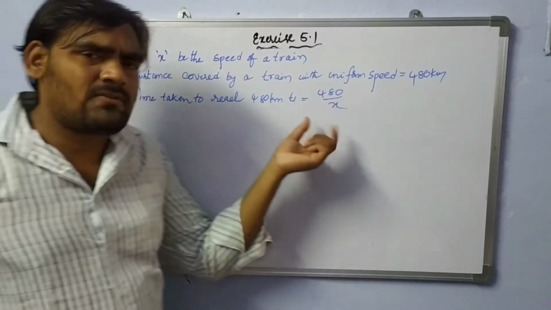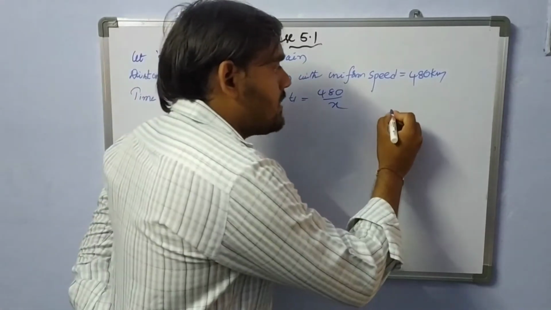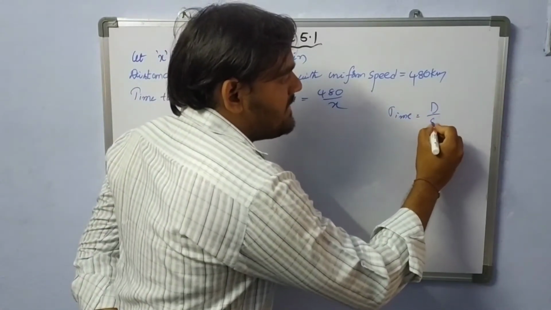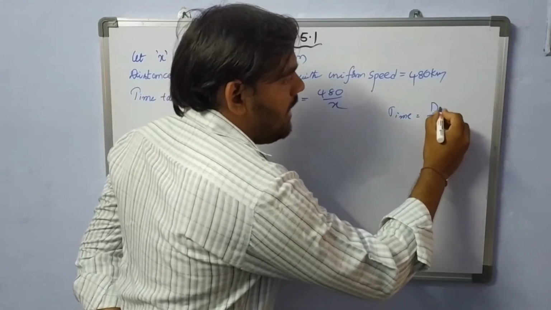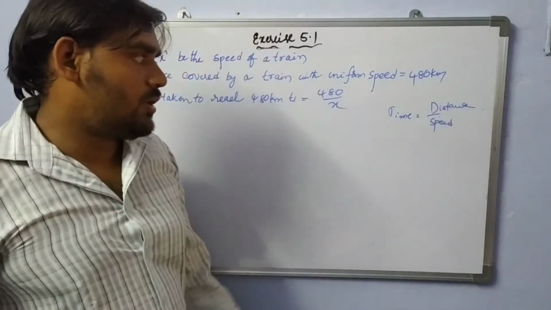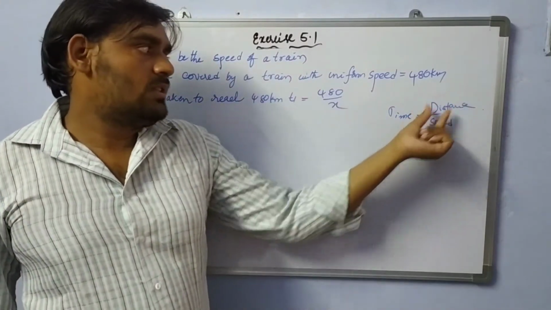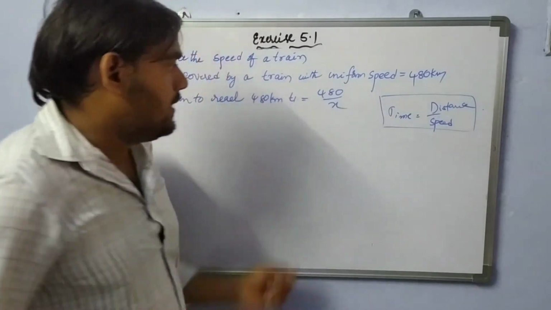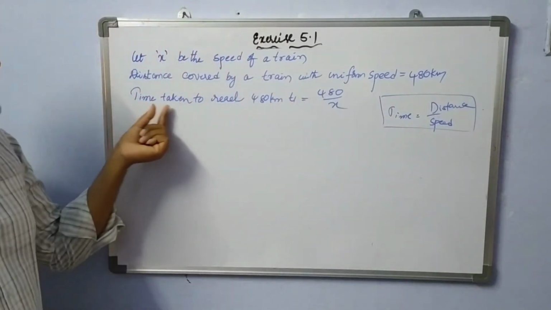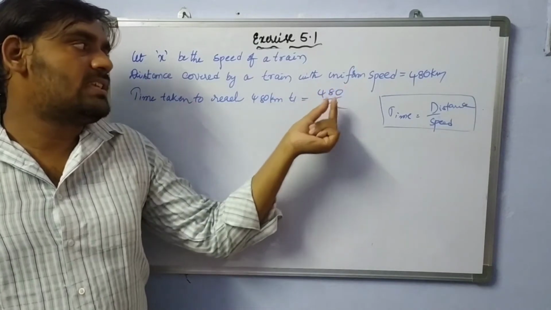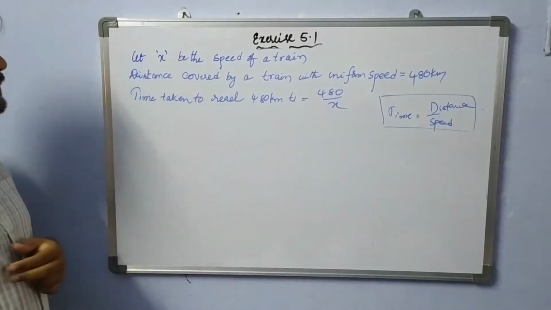Why do I have to write this? Because time is equal to distance by speed. We have distance and speed, so time is equal to distance by speed. Using this condition, I am writing the time taken to reach 480 kilometers, T1 is equal to 480 by x.